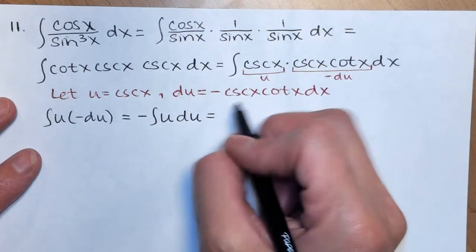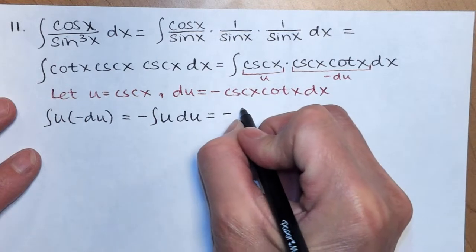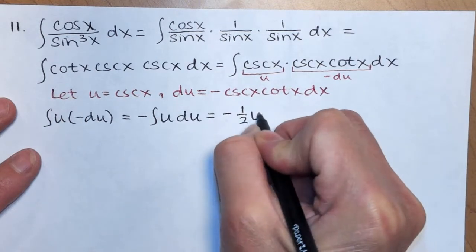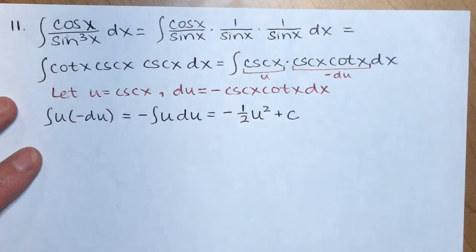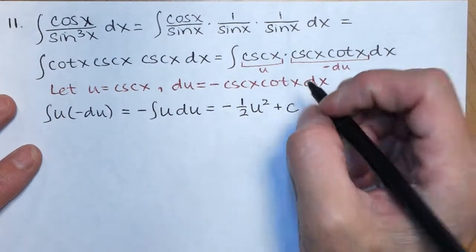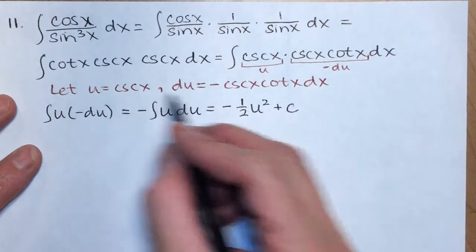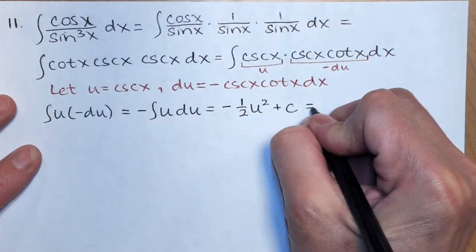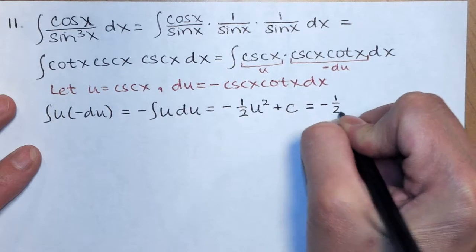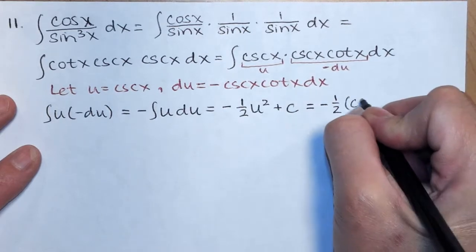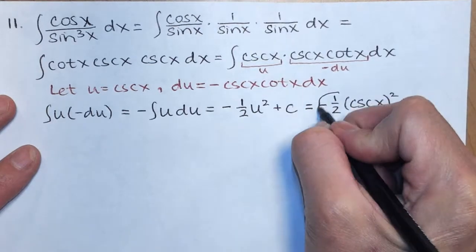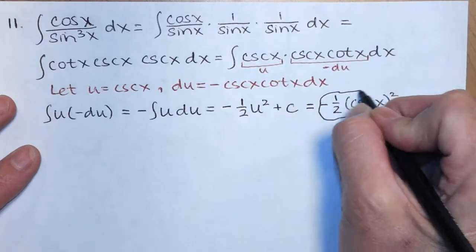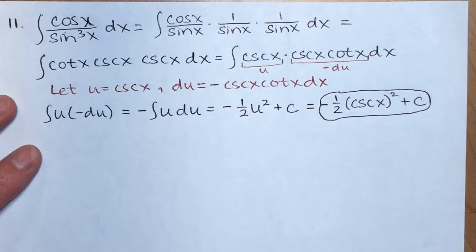U to the first integrates to 1/2 u squared plus c. Last step, put your original variable of integration back in, put the u back in: negative 1/2 cosecant x squared plus c. We got the same answer we got before.